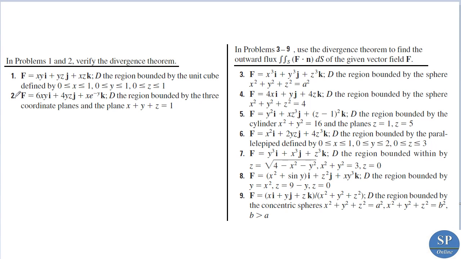As homework, you can do these problems. The first two problems are to verify the divergence theorem, so for these two problems you need to find the surface integral as well as the triple integral. In problems 3 to 9, we have to use the divergence theorem to find the outward flux of this vector field. The third question is already done in this video. So just try to find the solutions of 4 to 9, and 1 and 2.